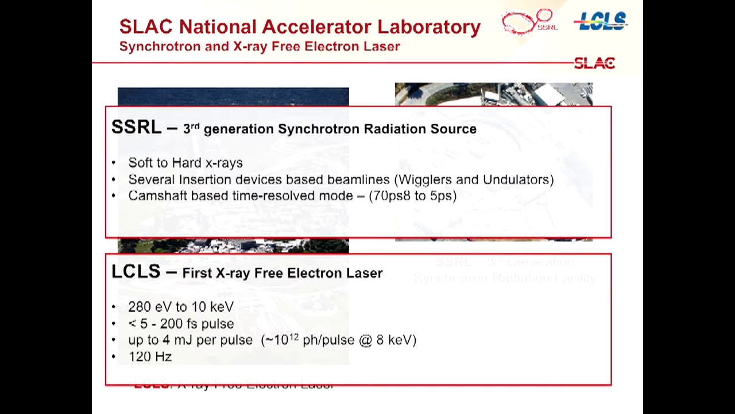SSRL in particular is a typical third generation synchrotron radiation facility. It has X-rays that span all the way from the soft to the hard X-rays. And we have beam lines with insertion devices, bending magnets, wigglers, undulators, and all these kinds of sources that one can find in any synchrotron radiation facility. At the same time, we have a CAMSAV-based time-resolved mode where potentially we can even go down to a few tens of picoseconds if we want to.